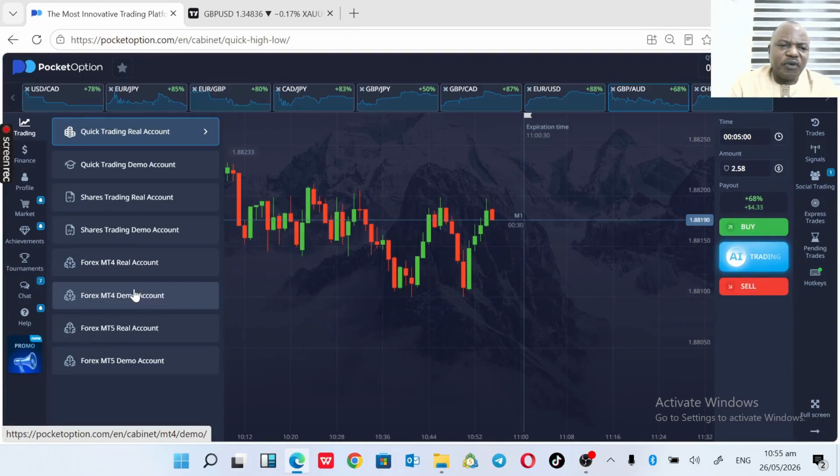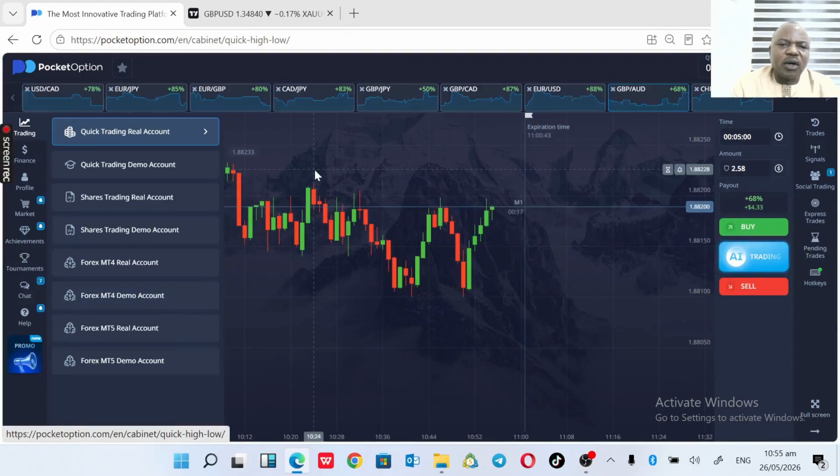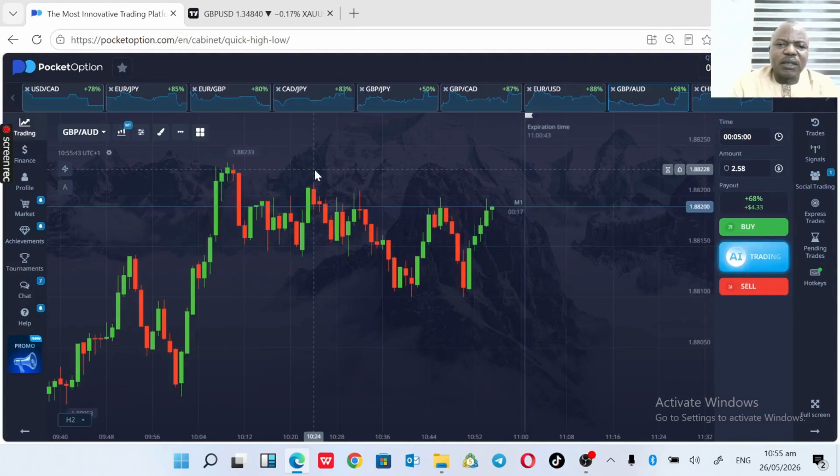Now let's look at other areas. Here you have your profile, your deposit, your withdrawal, your notification, your support, your news, and everything that you need is here.